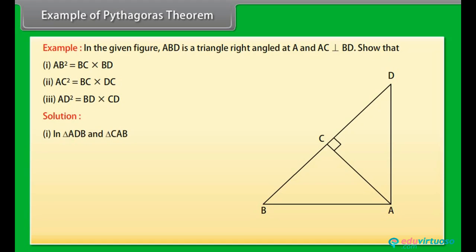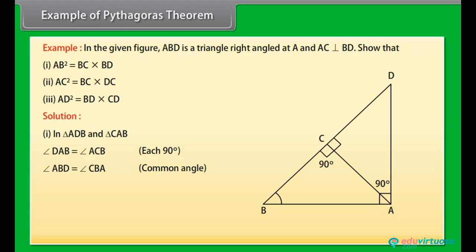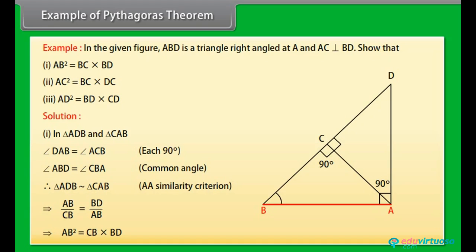Solution. 1. In triangle ADB and triangle CAB, angle DAB equals angle ACB, each of 90 degrees. Angle ABD equals angle CBA, common angle. Therefore, triangle ADB is similar to triangle CAB by AA similarity criterion, which implies AB square equals CB into BD.